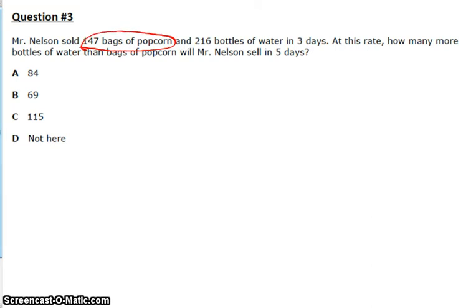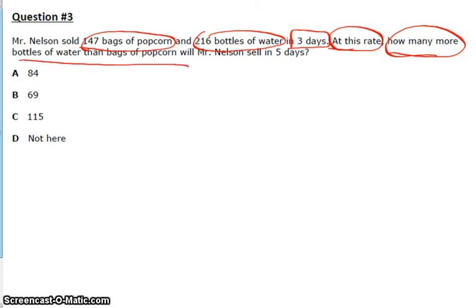He sold 147 bags of popcorn and 216 bottles of water in 3 days. Okay, so at this rate, so obviously it's a unit rate question, how many more bottles of water than bags of popcorn will he sell in 5 days? If this is a unit rate question, the first thing I have to do is find out, if he sells 147 bags of popcorn in 3 days, how many bags does he sell in 1 day? So that's where we are going to start.